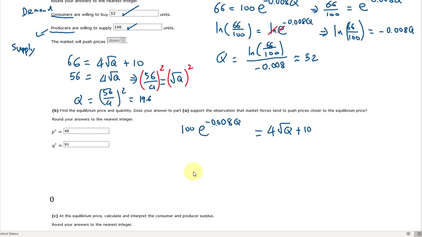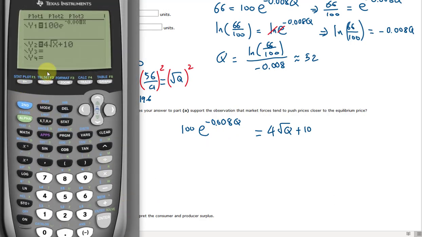The better way that we can solve this problem is to graph the two equations on the graphing calculator and find the point of intersection. First, I input the first equation, 100 e to the minus 0.008 x. In this case, we just use the x variable instead of Q. Then 4 square root of x plus 10.